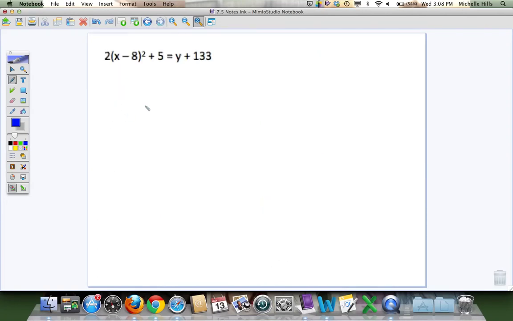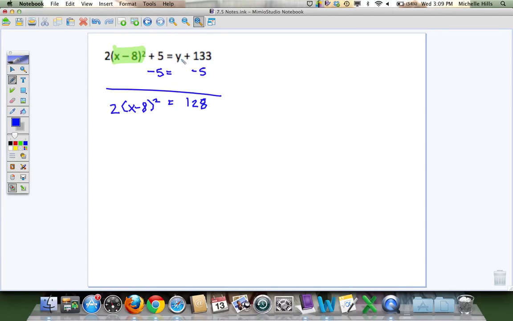This one's a little bit more complex because it's got a lot more things going. But if you think about it, I ultimately, before I square root anything, this thing that's being squared has to be on the left side of the equation or the right side by itself. So I don't want the 2 out in front of the parentheses, and I don't want the plus 5 at the end. The first thing I'm going to do is to move my constant to the right. So to get rid of a plus 5, I would have to subtract 5 from both sides, and I would end up with 2 times x minus 8 quantity squared equals 128.